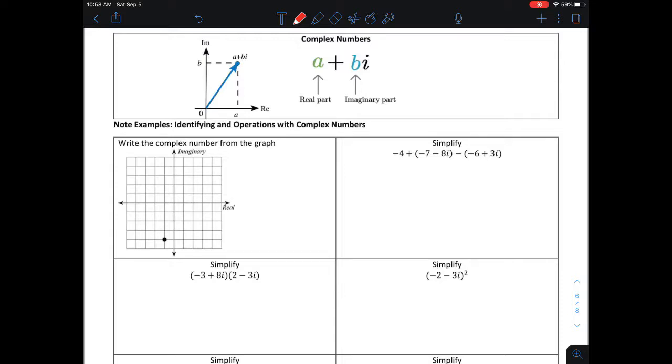Complex numbers can be graphed on what's called the complex plane, where what would be the x-axis is called the real axis, and the vertical axis, which for us normally is the y-axis, is the imaginary axis. So if I had a complex number that was a plus bi, I would go over to a on the real axis and up to whatever b is on the y-axis, and that would be the location of that point on the complex plane.